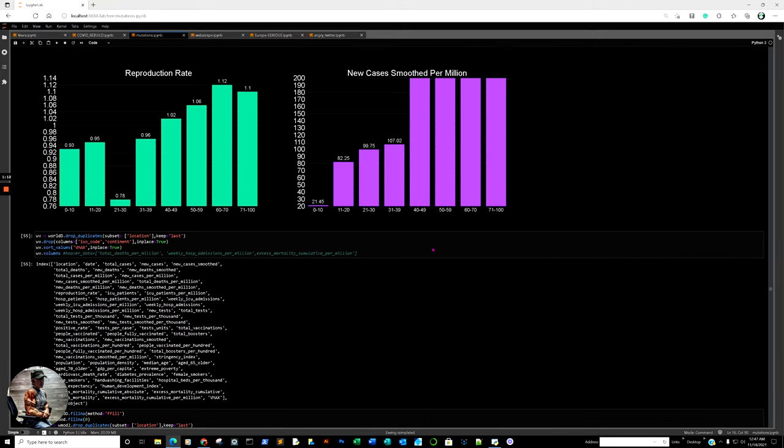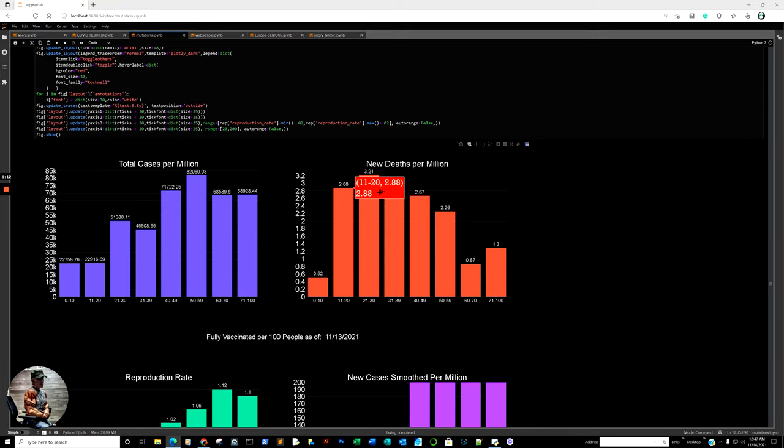Let's go back up real fast. New deaths per million. 0 to 10 people fully vaccinated per 100 compared to 71 to 100.